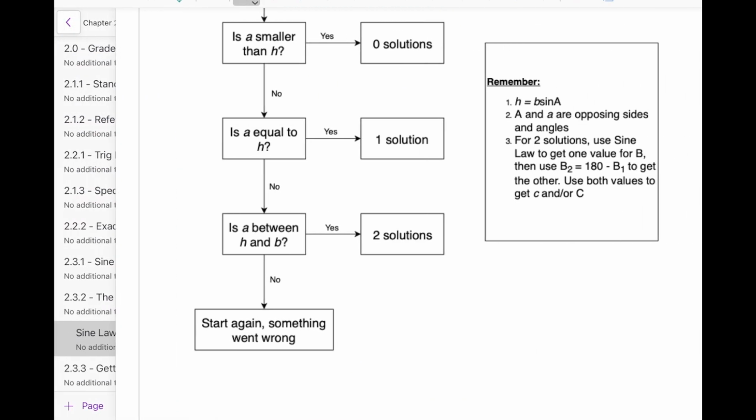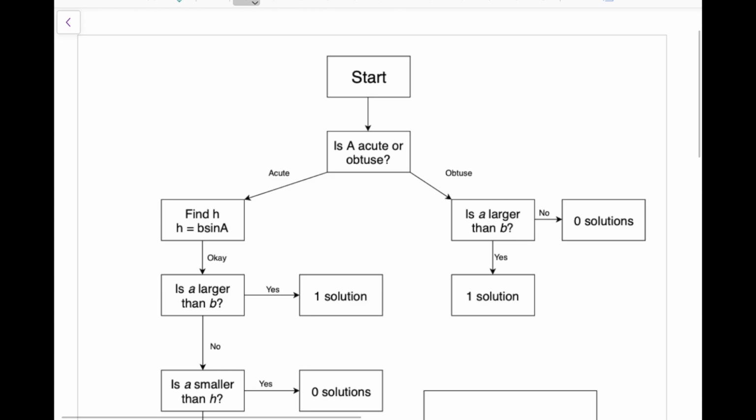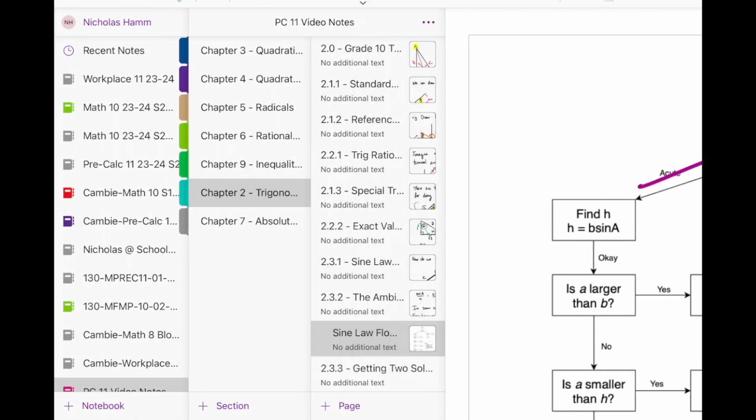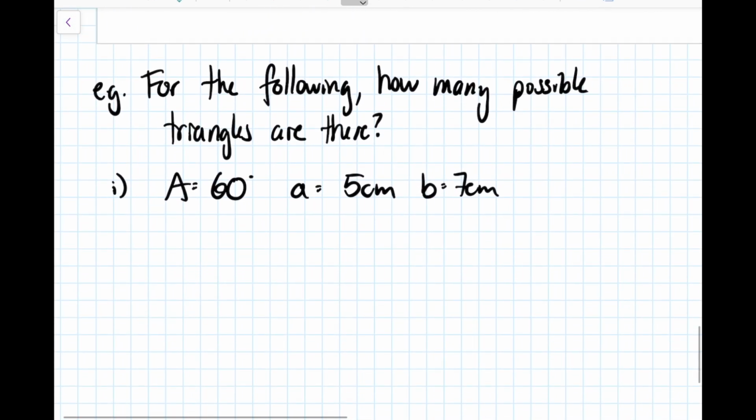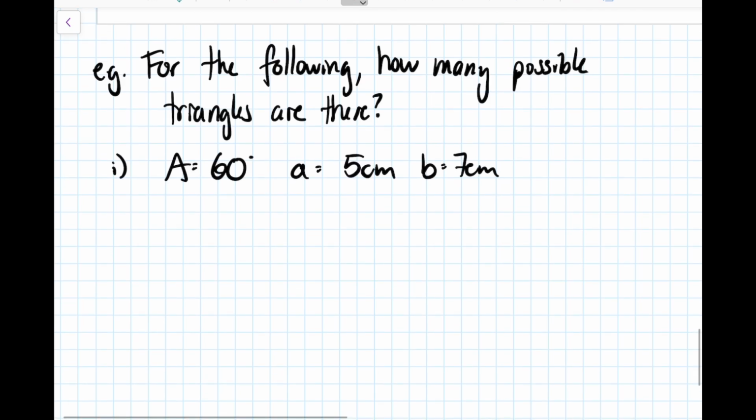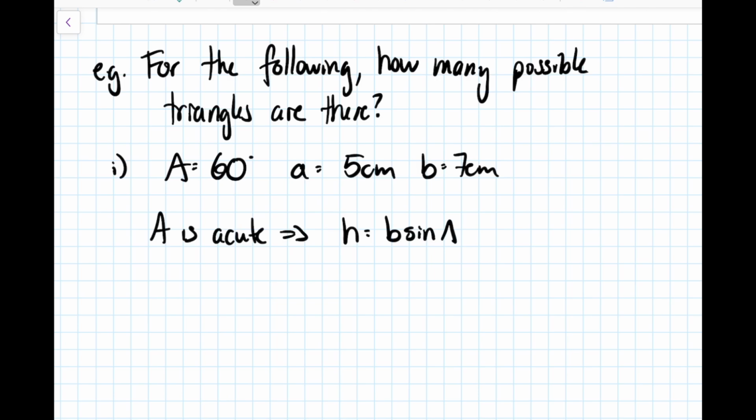question 1: is A acute or obtuse? Our angle is acute, so we've gone down this path. Question 2 then asks us, well, actually the first thing it asks us is to figure out what H is. So since A is acute, now we want to figure out H. And so we're going to say H is B times sine of A. So our B value is 7, angle A is 60, and if you calculate those, you'll get 6.06 as your H value.